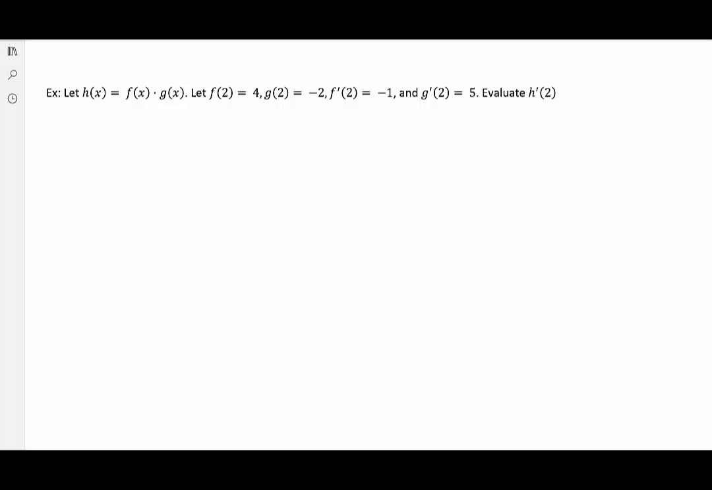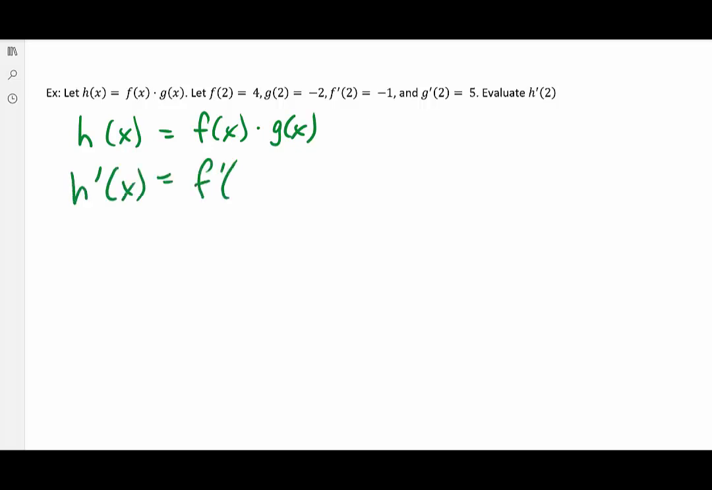But we're going to start off with the same thing. So we know that h of x is f of x times g of x. Okay? And we know that the product rule says that this derivative has to be f prime of x times g of x left alone plus g prime of x times f of x left alone. I'm just doing the product rule there.